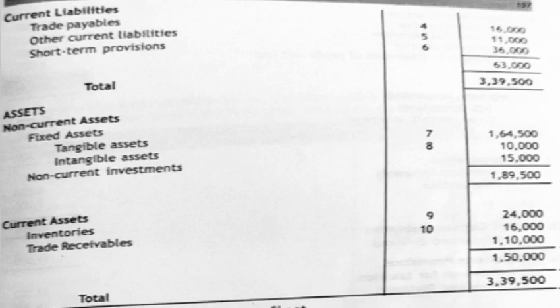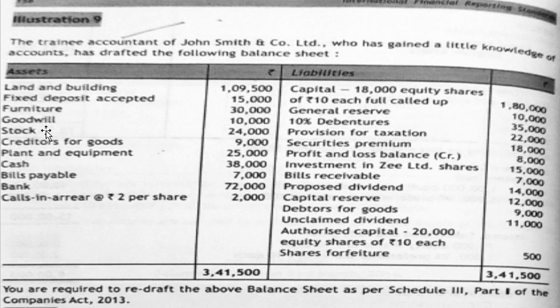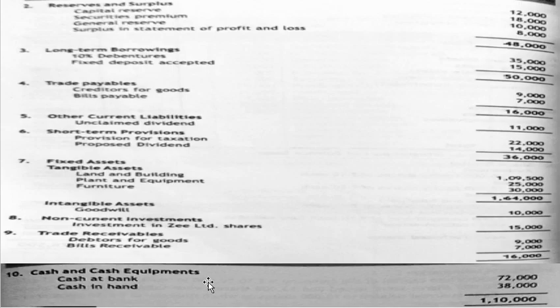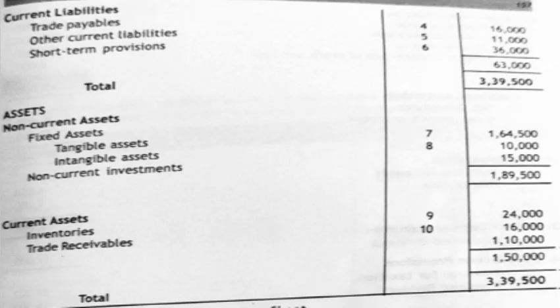And in the question we have inventories, that is nothing but your stock, which is 24,000, which has been recorded in the balance sheet as inventories 24,000. So the total is 1,50,000 for your current assets. The total of your assets is 1,89,500 plus 1,50,000, which will give you 3,39,500, which matches your assets and your liabilities.